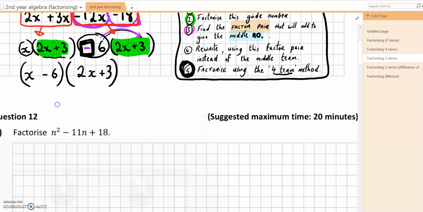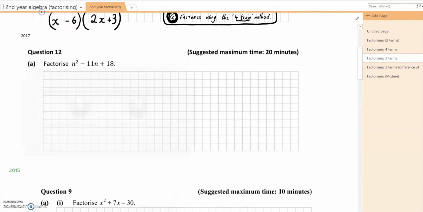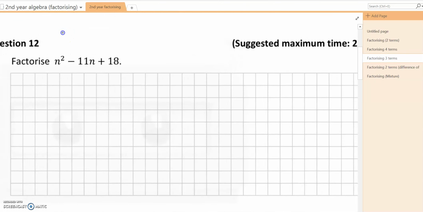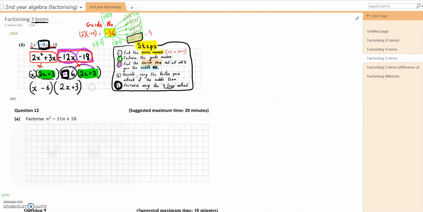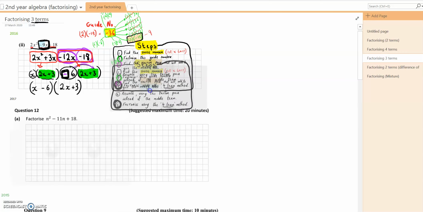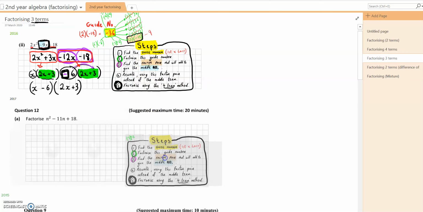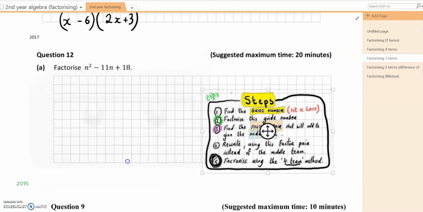Okay, let's look at another one of these questions and try this one. And then you're going to try one in a moment. So let's move these steps down first. Okay, like magic, here we go. There we go. Zoom in.